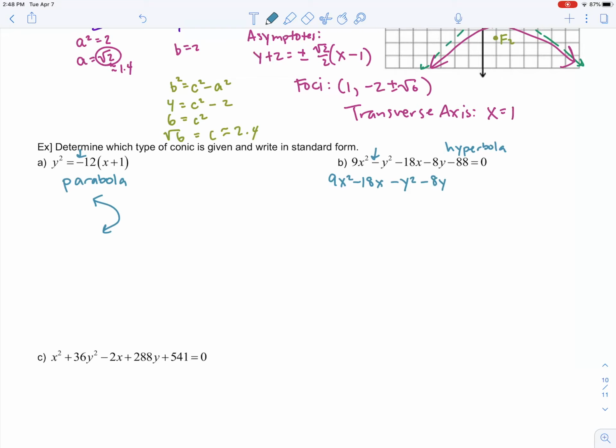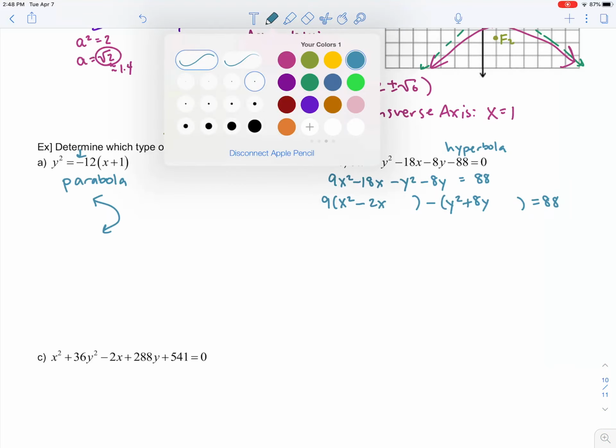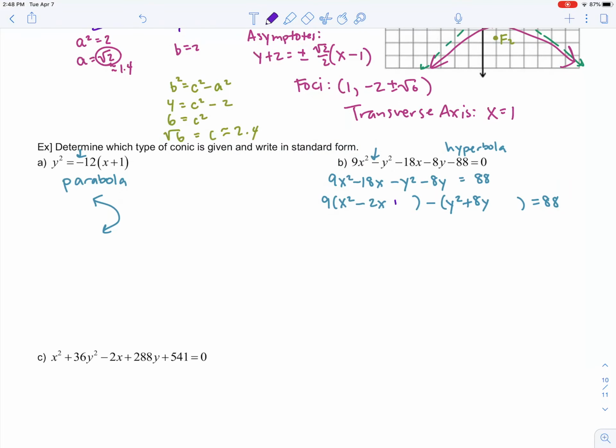So I'll gather up the x terms first, then the y terms, and then I'll add the 88. Add 88 to both sides here to move the constant over. Then we do have to factor out to make the leading coefficient 1 in order to complete the square, leaving a space here, factoring out a minus sign for the y terms, leaving a space here.